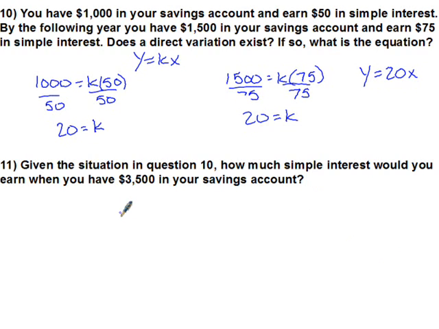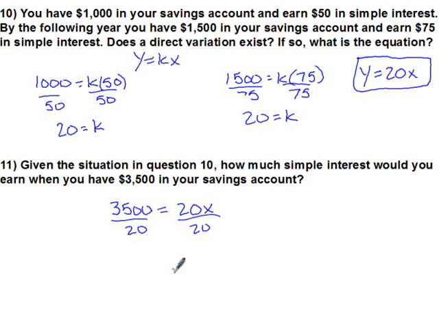Given the situation in question 10, using the equation that we came up with, how much simple interest would you earn when you have $3,500 in your savings account? Well, the amount that's in the savings account, we kept putting in y every time. So I'm going to put 3,500 in y, and that's going to be equal to 20x. To solve this for x, I'm just going to divide by 20. So if I had $3,500 in my savings account, I would earn $175 in interest.